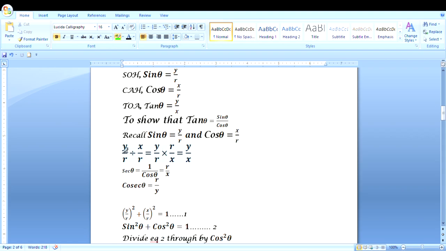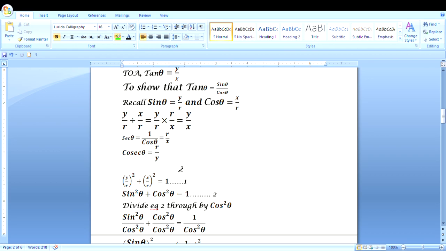So that y over r divide x over r is the same thing as y over r. If you change the division sign here to multiplication, then x over r will now be inverted, and this becomes y over r times r over x, which is y over x. So that is why tan is the same thing as the ratio of sine to that of cos.